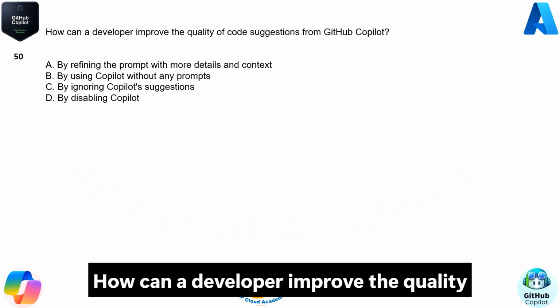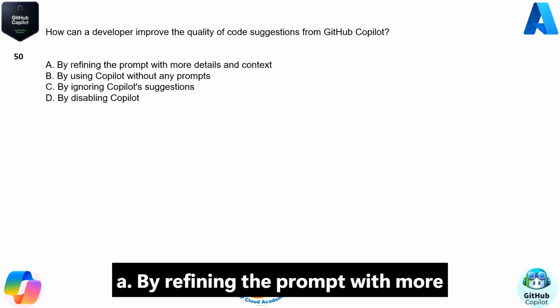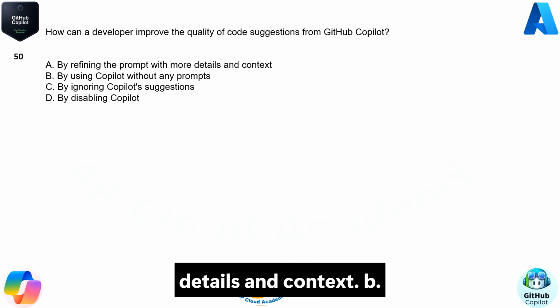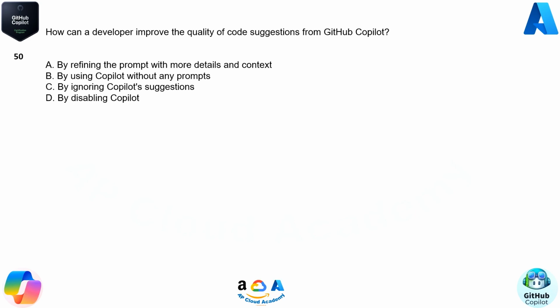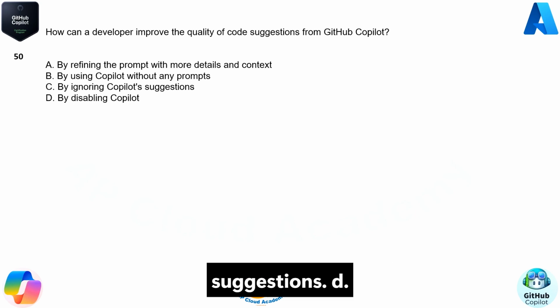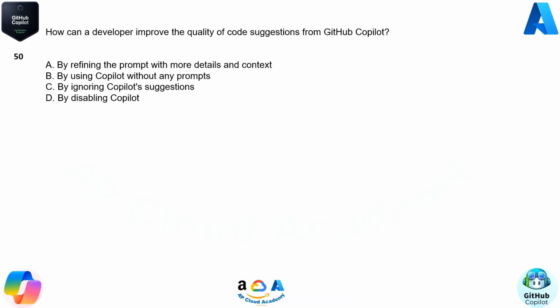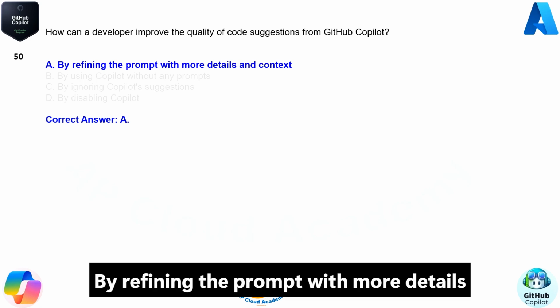How can a developer improve the quality of code suggestions from GitHub Copilot? A. By refining the prompt with more details and context. B. By using Copilot without any prompts. C. By ignoring Copilot's suggestions. D. By disabling Copilot. Correct answer, A. By refining the prompt with more details and context.